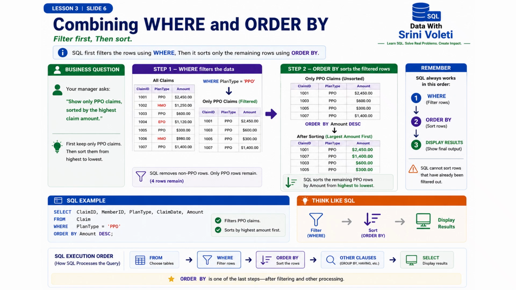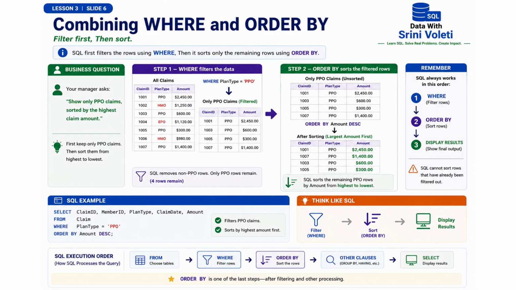Combining where and order by. So far we have learned how to filter data using the where clause and how to organize the results using order by. In real business scenarios, we often use both together. Imagine your manager asks, show me only PPO claims sorted from the highest claim amount to the lowest.